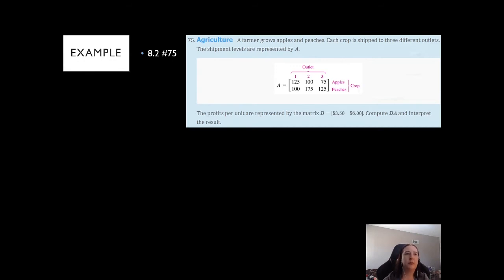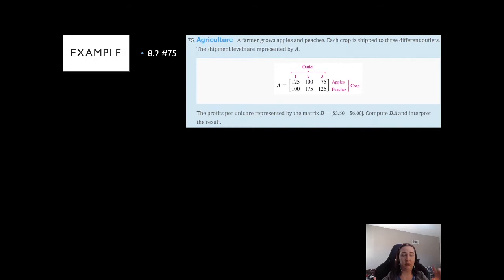So a farmer grows apples and peaches. Each crop is shipped to 3 different outlets. The shipment levels are represented by matrix A. So columns are each outlet, and then rows are the crop, apples and peaches. So this is sort of what you'd see in an Excel spreadsheet. You'd be just putting this data in. The profits per unit are represented by the matrix B, $3.50 and $6. Compute BA and interpret the result.